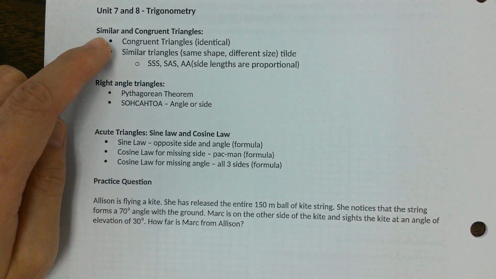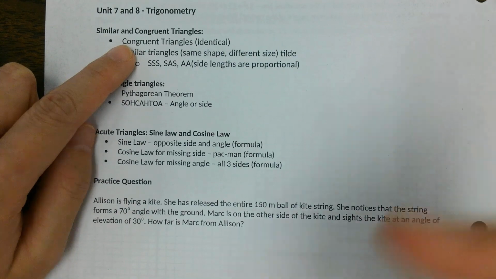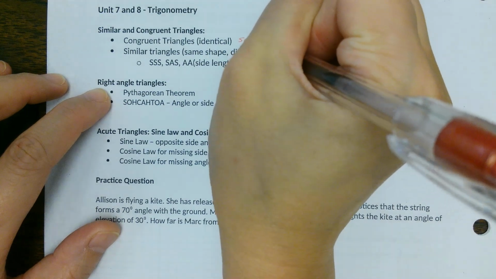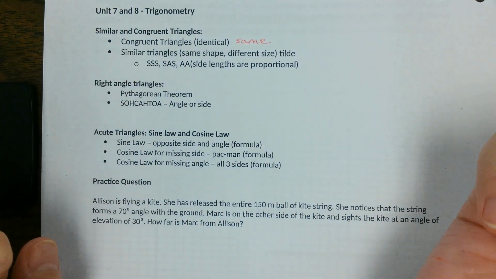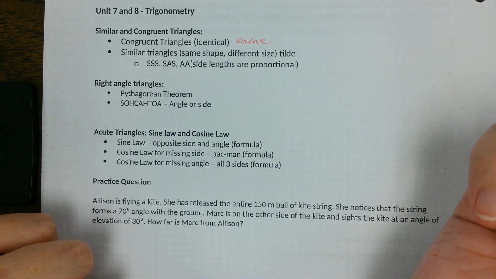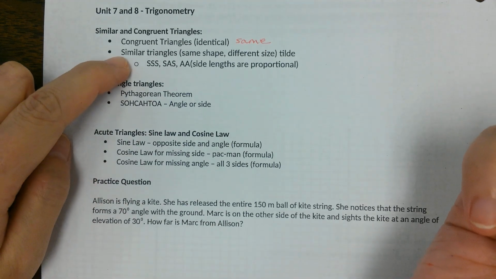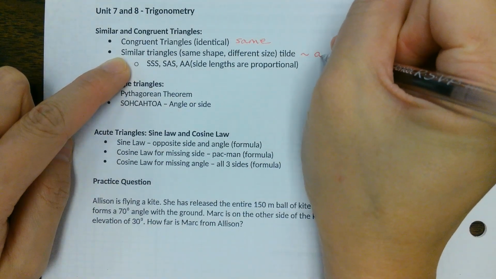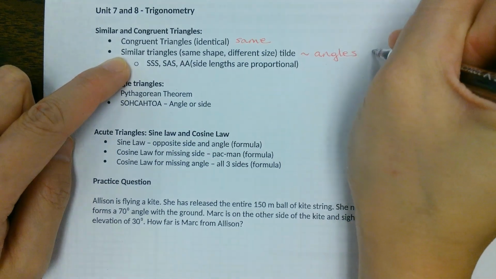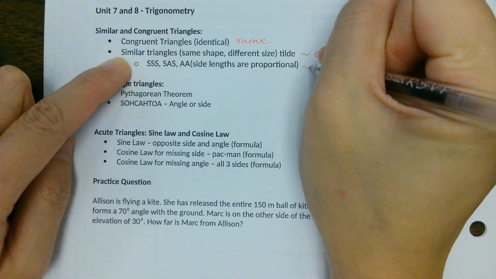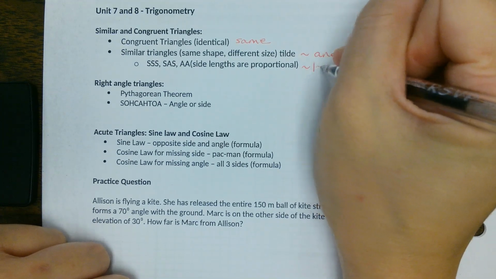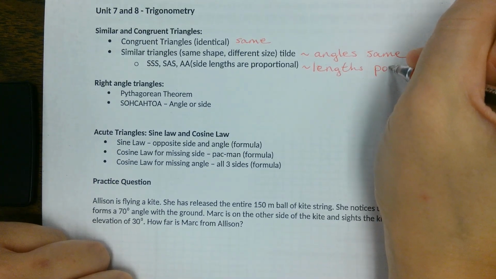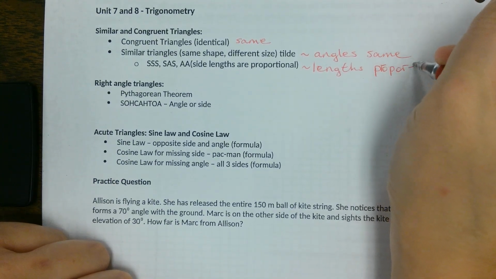Similar and congruent triangles. What's another word for congruent? Same. Yeah. So congruent just means same triangles. What makes two triangles similar? Angles are the same. Yeah. Right. And side lengths are, what's that keyword? Proportional. Lengths are proportional. That's the keyword.